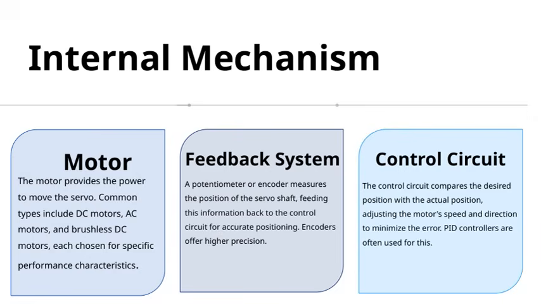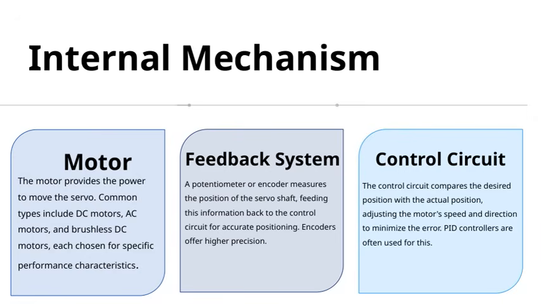Speaking of the control circuit, this is the brain behind the operation. It continuously compares the position you want the servo to be in with the actual position it's in right now. Based on that comparison, it adjusts the motor's speed and direction to correct any error. Many systems use PID controllers for this task. These help fine-tune the adjustments, making the movement smooth and accurate.